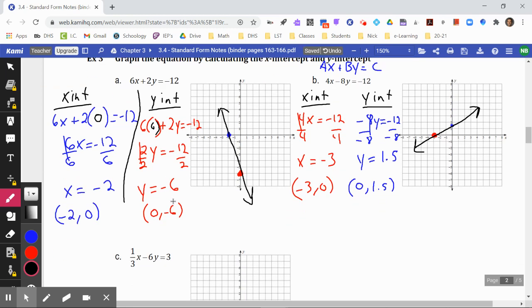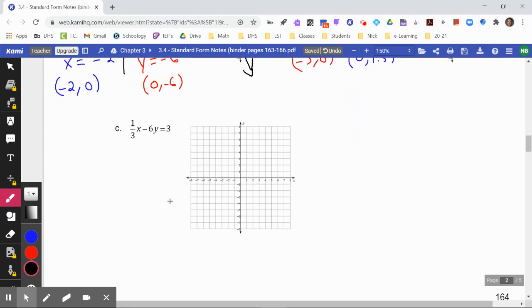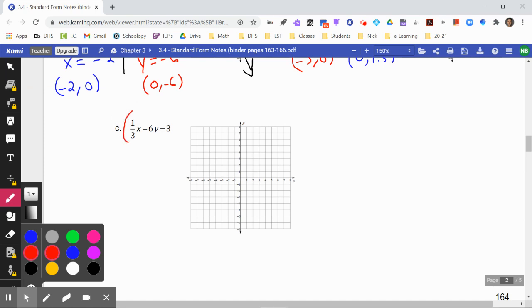All right, let's look at our last one here. Our last equation is 1/3 x minus 6y is equal to 3. Well, I definitely have a fraction there, which I cannot have in standard form. So we have to clear out the fraction. In order to do that, I'm going to multiply both sides of my equal sign by 3. I've got 3 in the denominator, so it makes the most sense to multiply this side of the equation by 3.